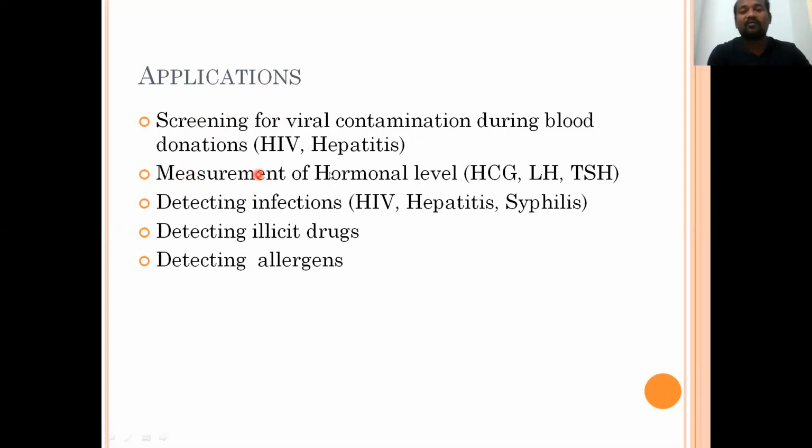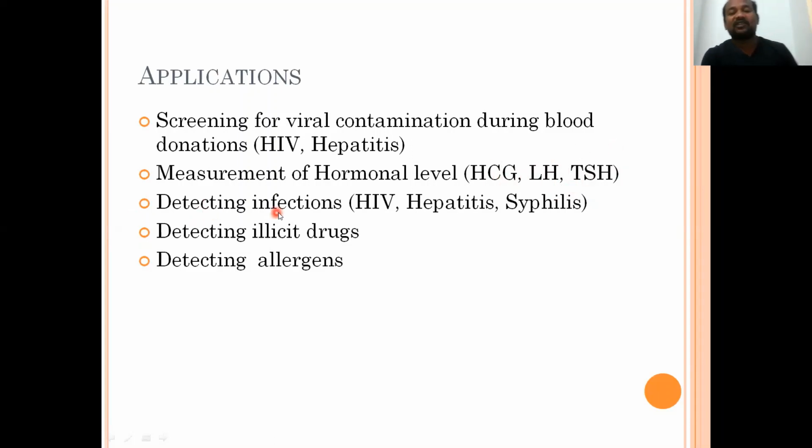Then measurement of hormonal levels. With the measurement of hormonal levels, we can diagnose many hormonal disorders. We can go for treatment with the help of this measurement of hormonal level, such as human chorionic gonadotrophic hormone. We can detect pregnancy exactly by measuring the human chorionic gonadotrophic hormone. Then luteinizing hormone and thyroid stimulating hormone can also be measured this way.